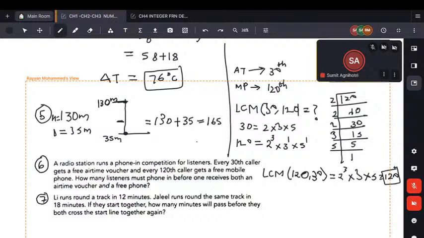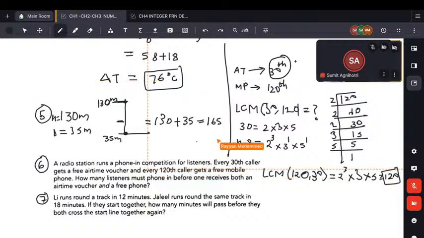Before one receives both an airtime voucher and a free phone, how many listeners must phone in before? If he is the 30th listener, he will get a free airtime voucher. If he is the 120th, he will receive the mobile phone.